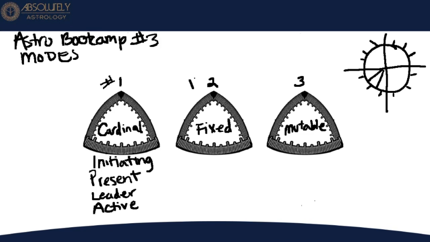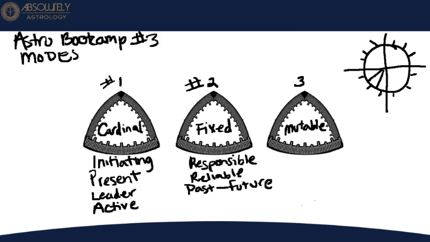Now, the number 2 mode, fixed, this is a very, very responsible energy and reliable. It's very much focused on the past and the future. So it wants to see how behaviors are creating the future, and how what you're doing today is going to bring a goal in the future, and that's why it kind of gives it this goal-oriented presence. So that's the fixed mode.